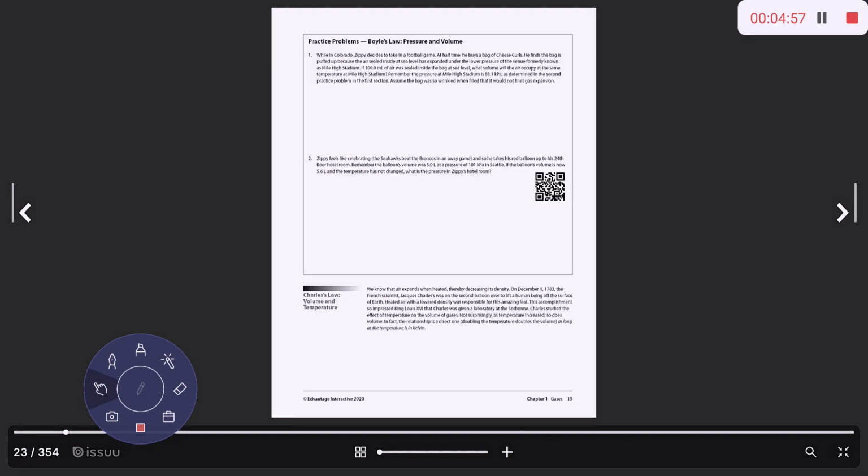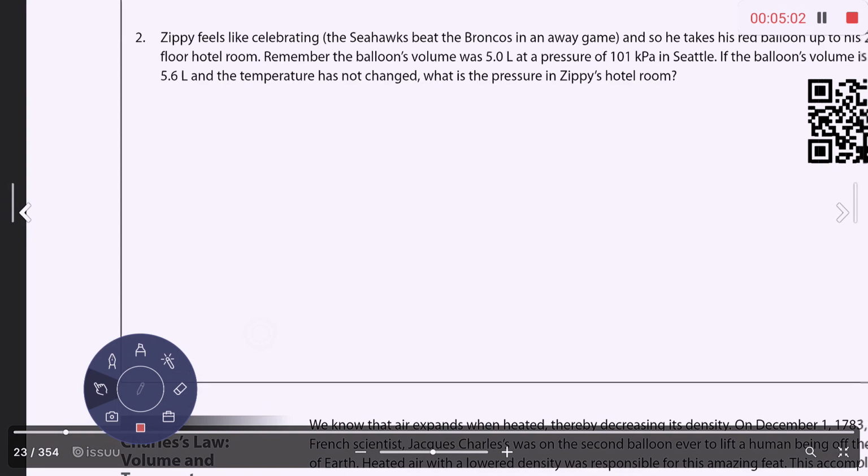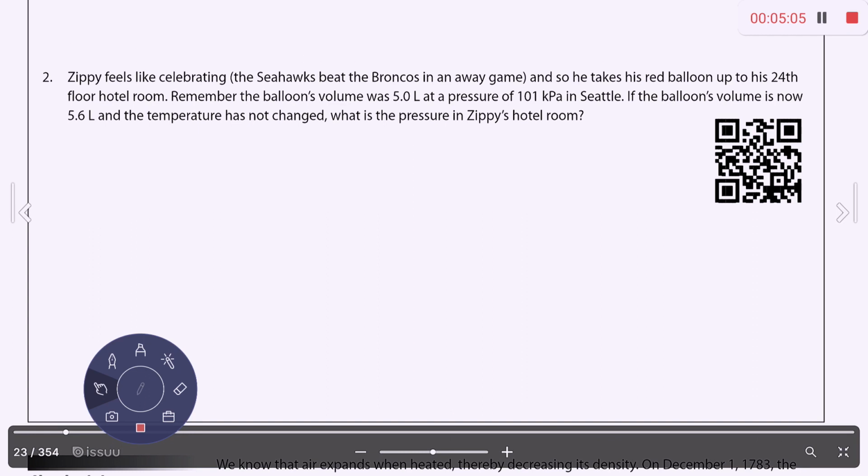All right, let's take a look at number 2. Most of the practice problems in this section have to deal with this kid Zippy and his misadventures, okay? So here it says, Zippy feels like celebrating the Seahawks beating the Broncos in an away game, so he takes a red balloon up to the 24th floor of his hotel room. The balloon's volume was 5 liters at a pressure of 101 kilopascals in Seattle. So this is your V1, and this is your P1, because this is where you're starting, okay?